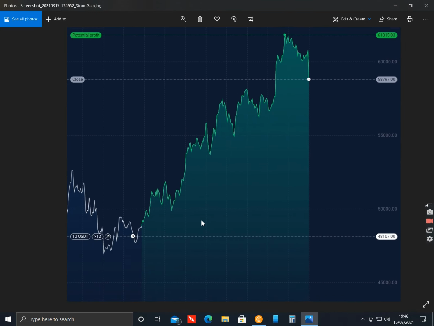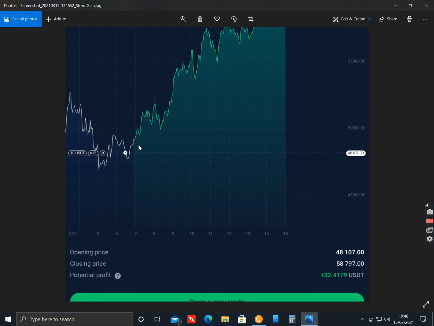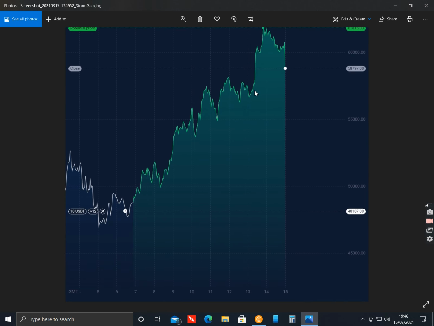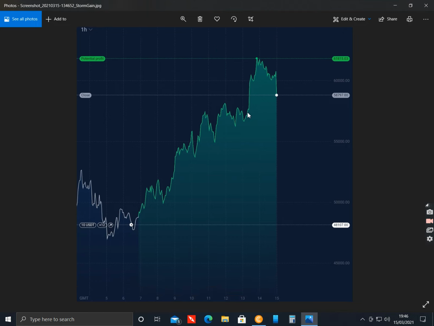Right. So down here where it says 10 USD times 12, this is my entry price. This is where I got in at, so 48.107. That's where I got in, and then we rolled this all the way up, and it actually got past where I got closed out. It came all the way up to here, that's the all-time high right there, the 61.815, and then it came down a little bit, and then bang, it came right down, and this is where my stop loss was, and it stopped me out, so I didn't lose all my profits basically.